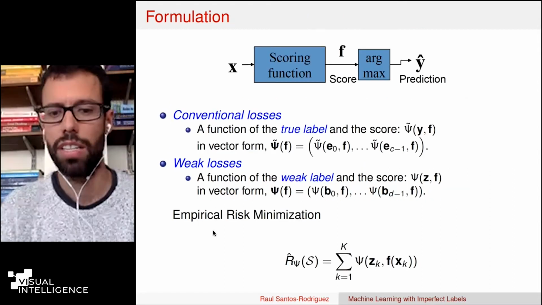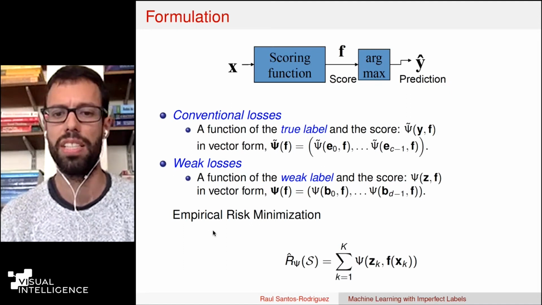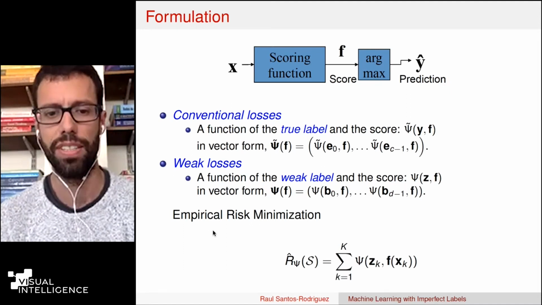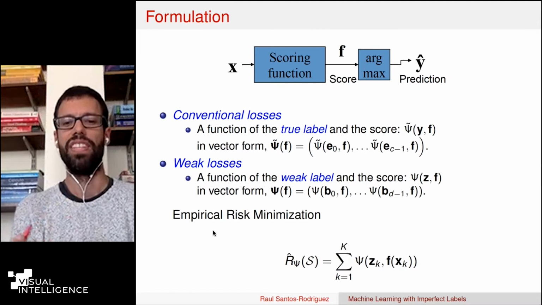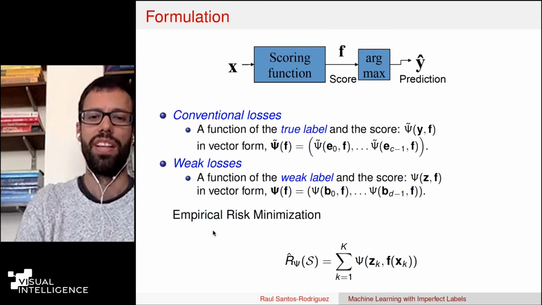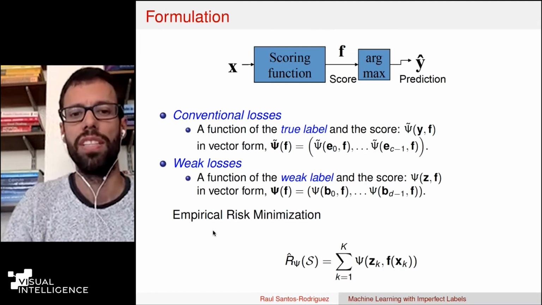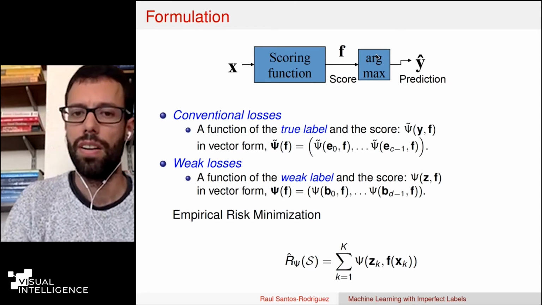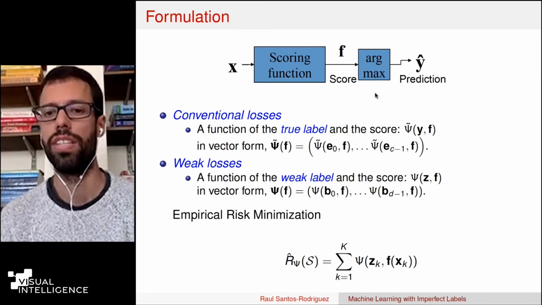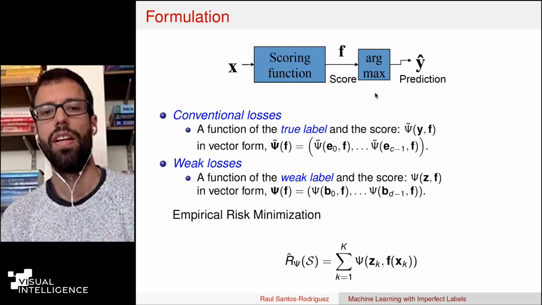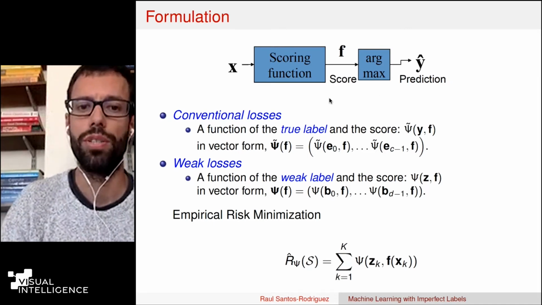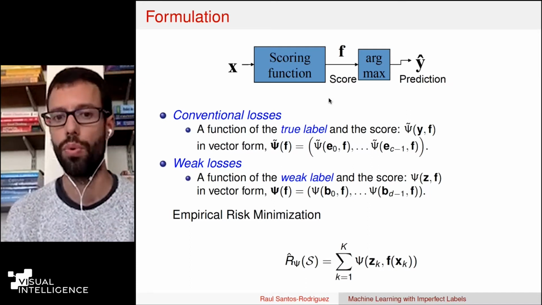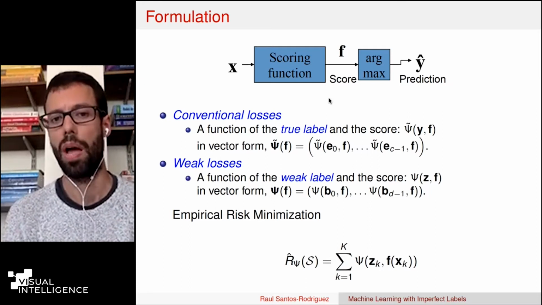So in this sense, and I think this is almost the last time that I'm going to show notation of this type, the general formulation that we came up with is based on assuming that there is such a thing as a scoring function that then, through an operation, I will turn into a prediction. But this allows us to talk about loss functions and their role in this pipeline.